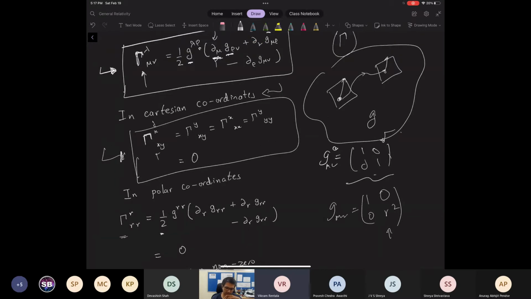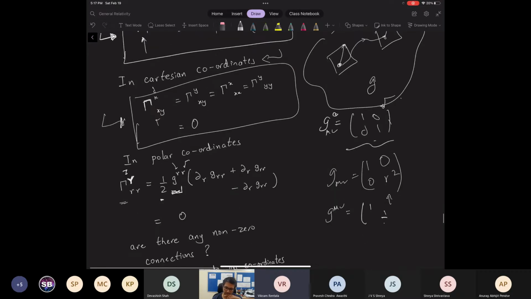I can write down half g, and then there's an r over here. So I use the r here, and now I have a repeated index, which means this index can be an r or it can be a theta. First let's write down the inverse matrix G mu nu, because we're evaluating inverse matrix elements. So the inverse matrix is 1 by r squared, 0, 0. Now this inverse matrix has 0 off-diagonal components, which means the entries g r theta and g theta r are 0.